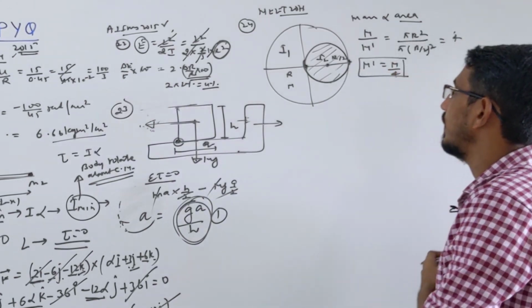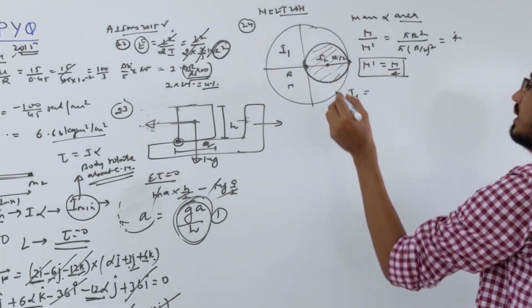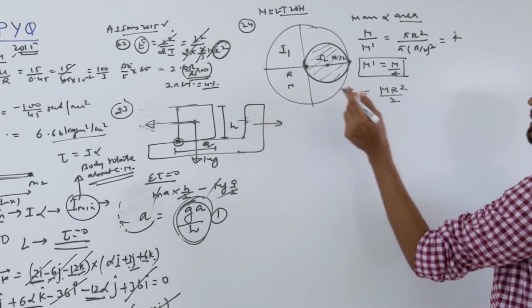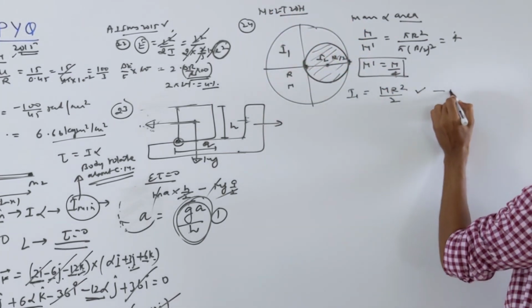Now, the steps. First find the inertia of the complete disc, which we call I1. The inertia formula is mr square by 2. The mass of the big disc is m, and the radius is r. So I1 equals mr square by 2. This is equation 1.